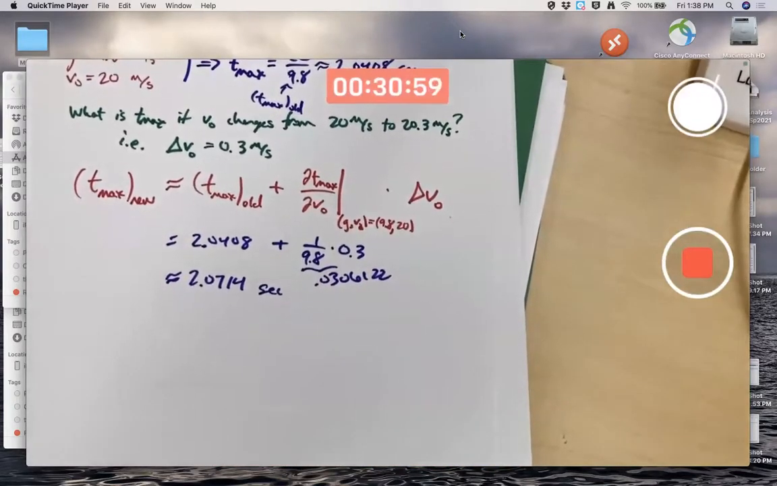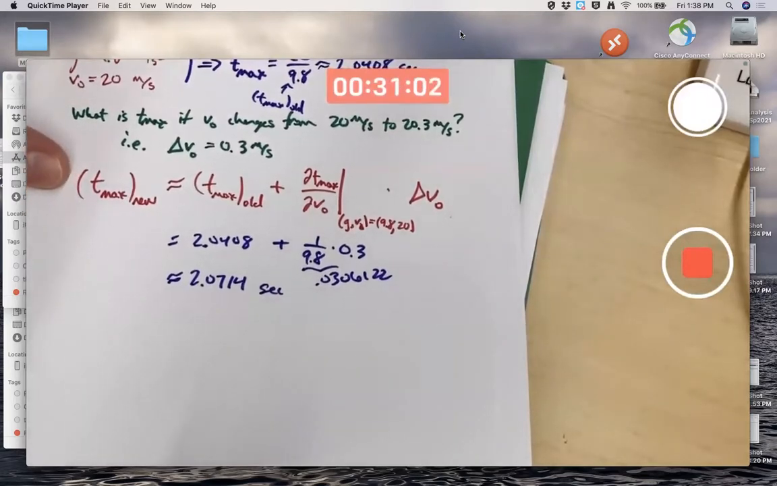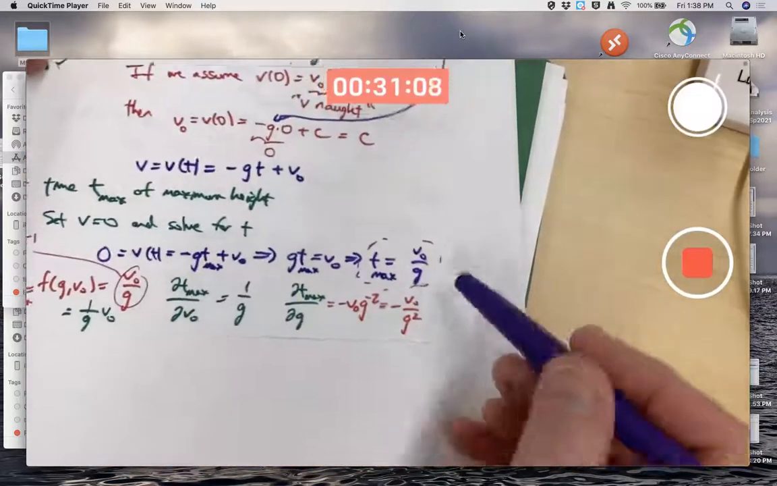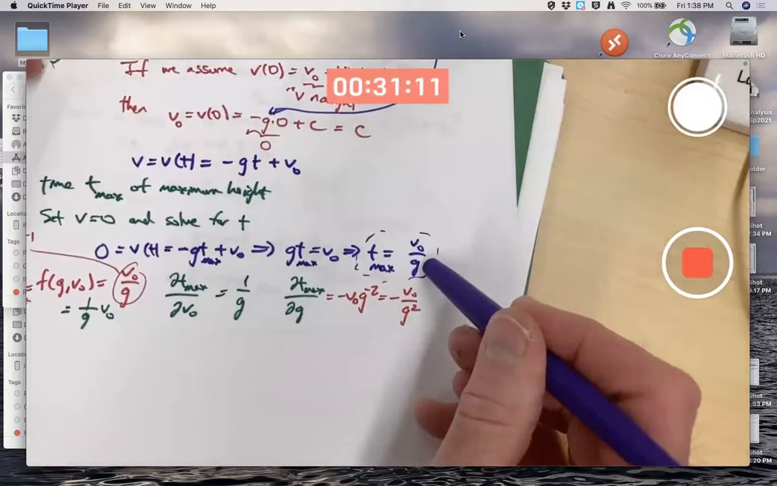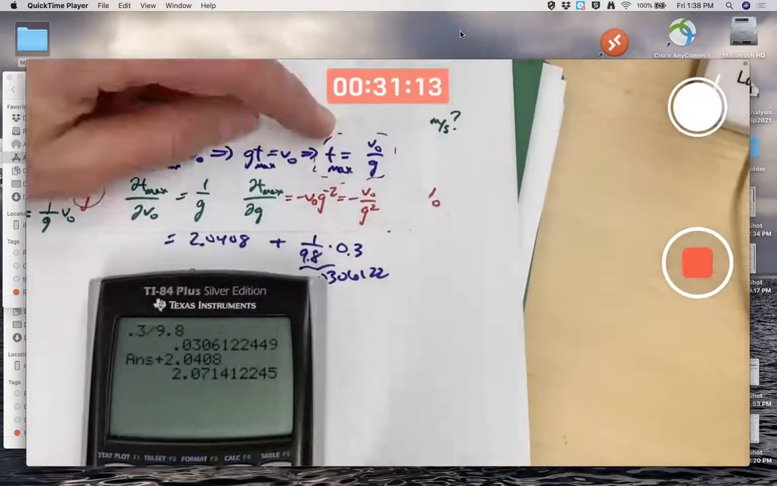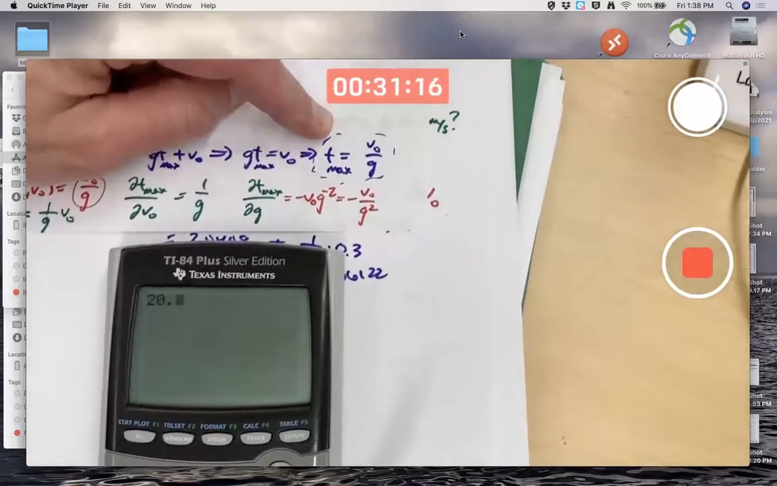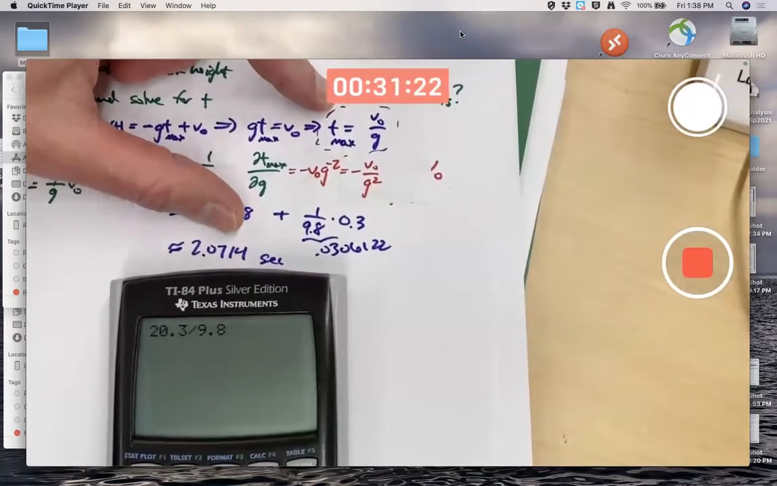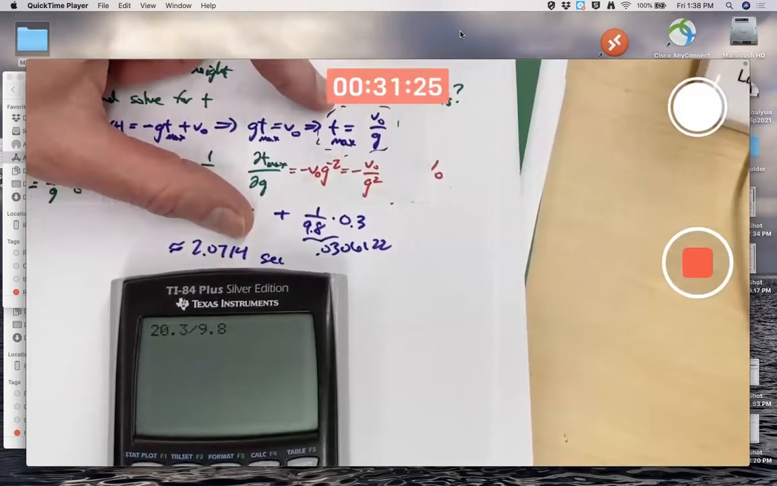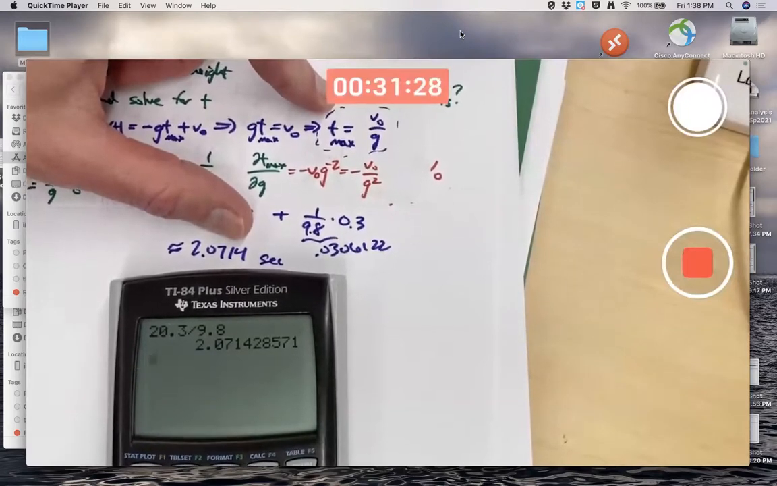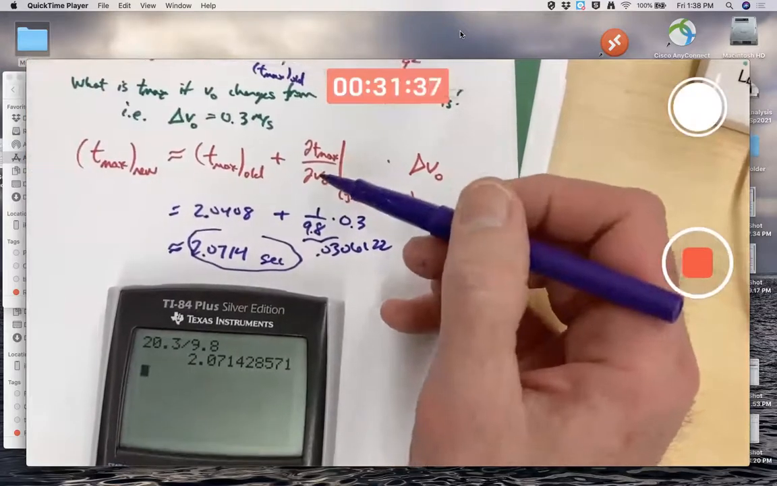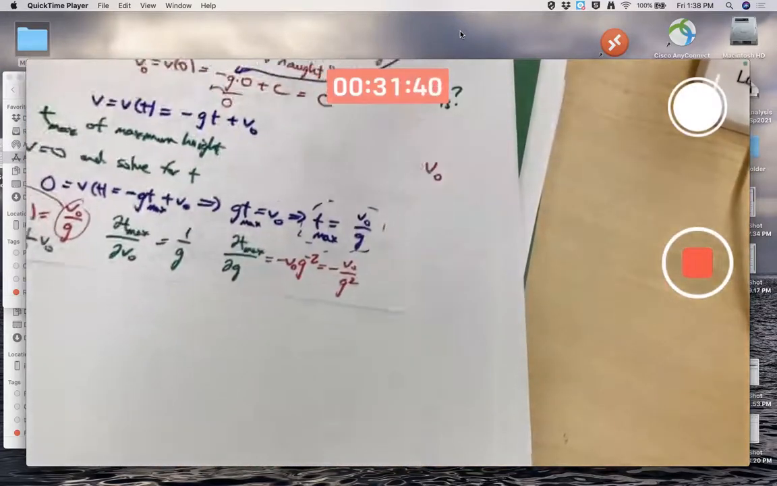Is this right? How good is this approximation? We didn't actually have to do the approximation. We could have used the original equation again when V0 is 20.3. Watch what happens. Do 20.3 divided by 9.8. My prediction is that we should get about 2.07. We did. How about that? 2.0714. So I made a prediction of approximately what the answer would be using a derivative, and I confirmed that the answer was pretty good using the original function.